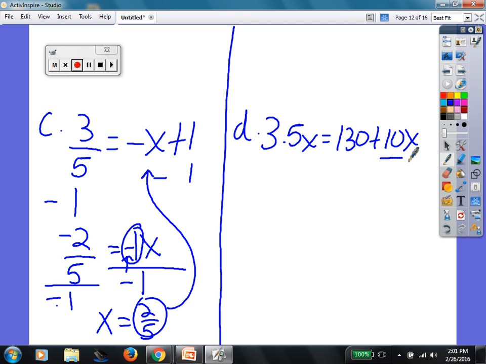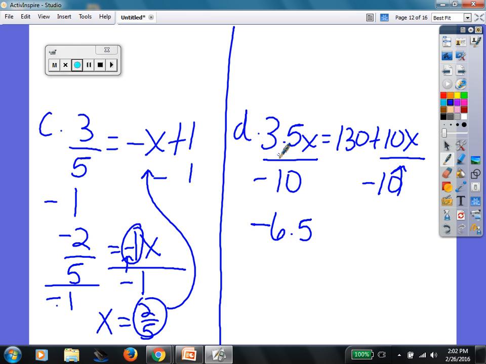This time I notice I have two numbers with x, and I'm going to move over the 10x, okay? I can't move over the 3/5 x, because if I do, that's going to leave that super unbalanced. Okay? So I'm going to just move that over. So I'm going to take away 10. I'm going to say minus 10, minus 10. Alright, that leaves me with a negative 6.5.